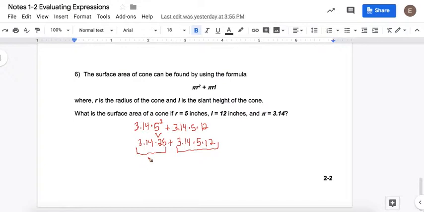So 3.14 times 25 is 78 and 5/10. Don't forget to bring the plus sign down. And 3.14 times 5 times 12 is 188 and 4/10. And finally, I need to add those together to get 266 and 9/10 inches. And the label for surface area is always square.